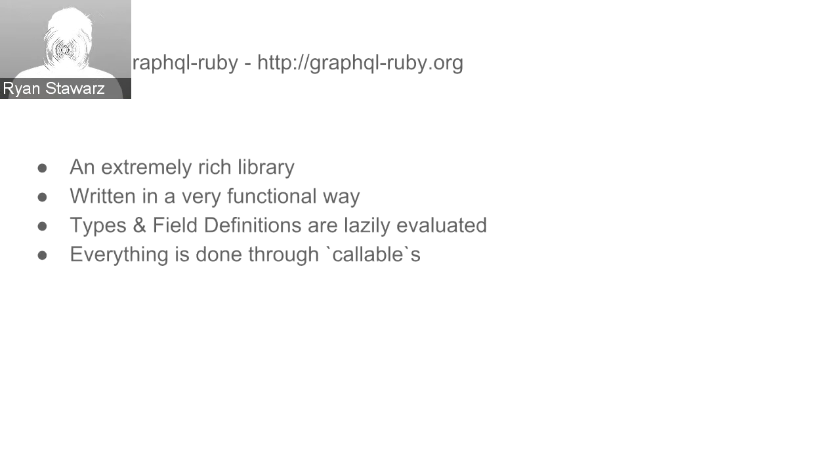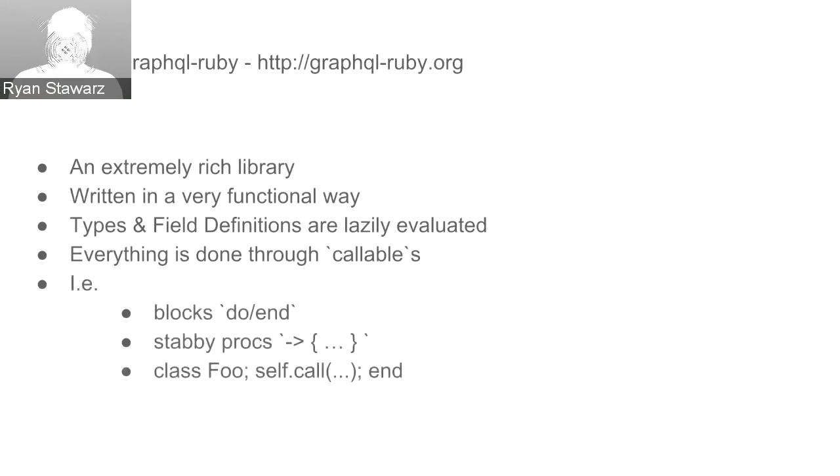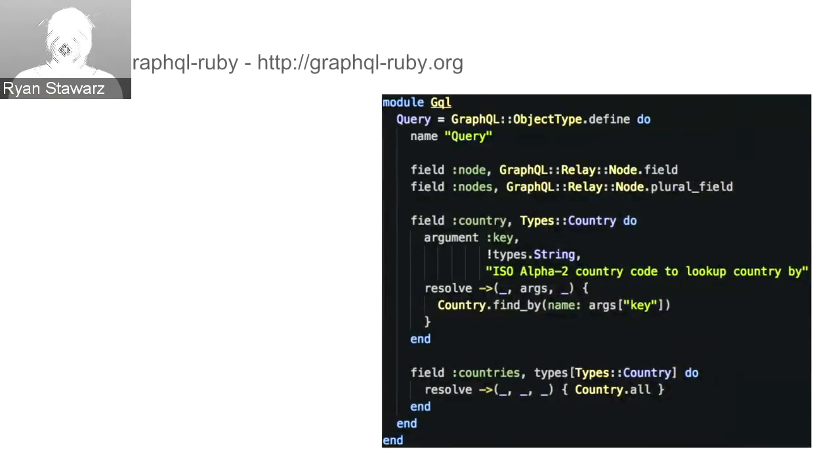Everything's done through some sort of callable. So, blocks, stabby procs, or a class with a class-level method with call. And you can see that here on the right. So this is at the top level, a subset of our query, right? These are the fields. This is our query, one of the two root types. One was query, one's mutation. This is what is at our top level query.